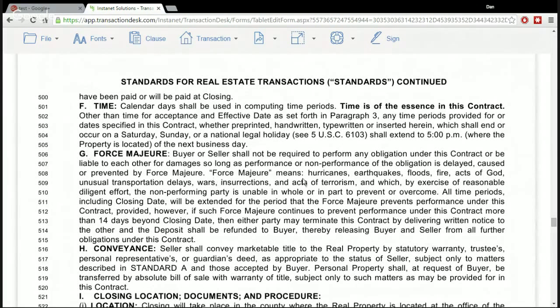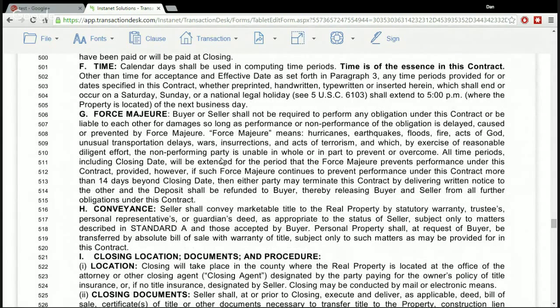Force majeure. There we go. There's my acts of terrorism included here as what is considered in force majeure, or acts of nature, I guess. Acts of God and acts of insurrections, wars, and terrorism.